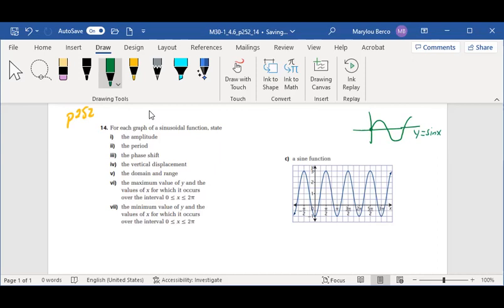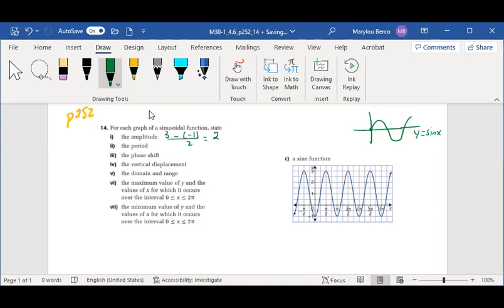And we're asked for the amplitude. So the amplitude is max, which is 3, minus min, which is -1, divided by 2. So that will be 2.